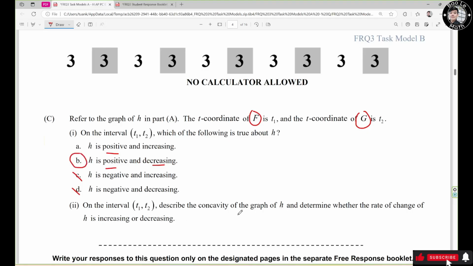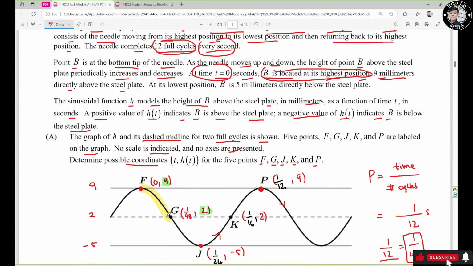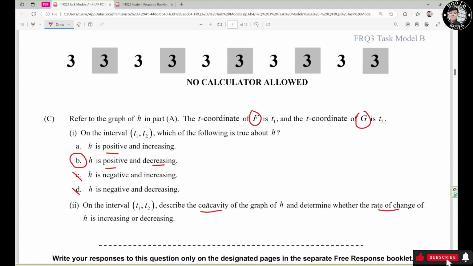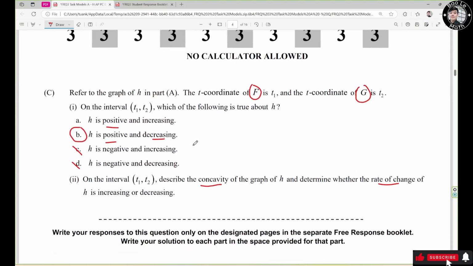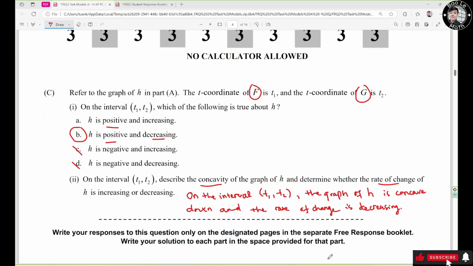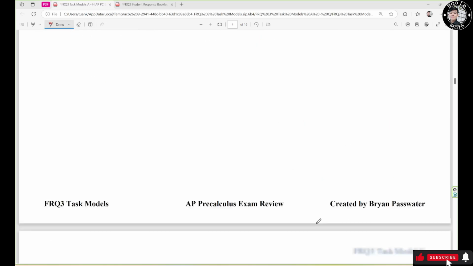Now, we need to determine the concavity and the rate of change of the function, right? The function is concave down, and the rate of change is decreasing because the function is concave down. So you need to say the graph of the function h is concave down on the interval t1, t2, and the rate of change of the function h is decreasing on this interval, right? Alright, let's move on to the next question.